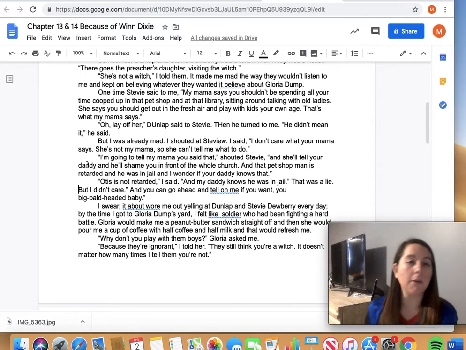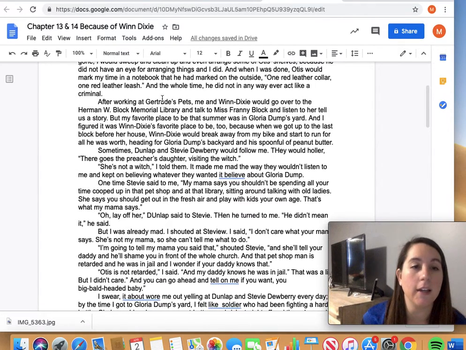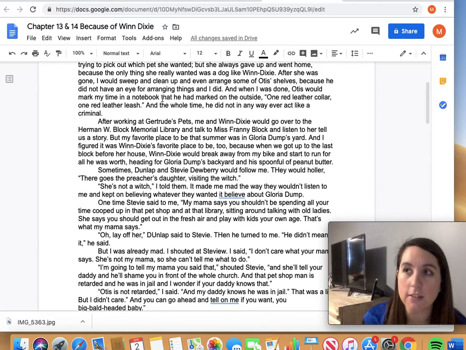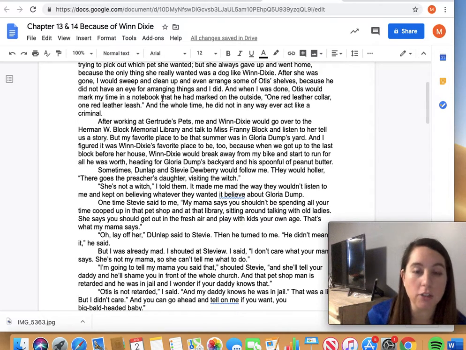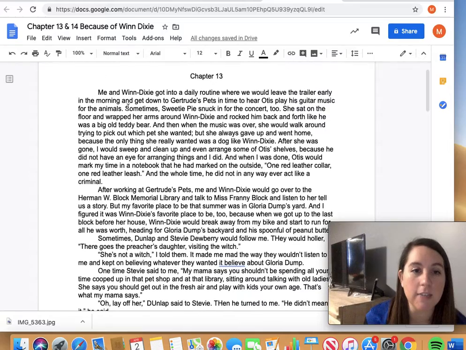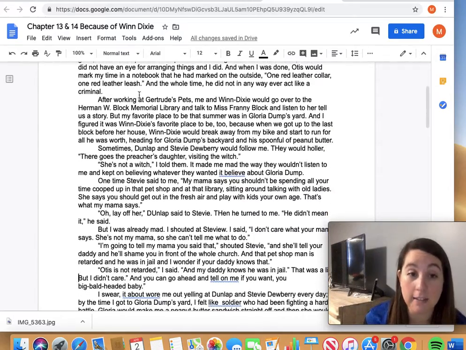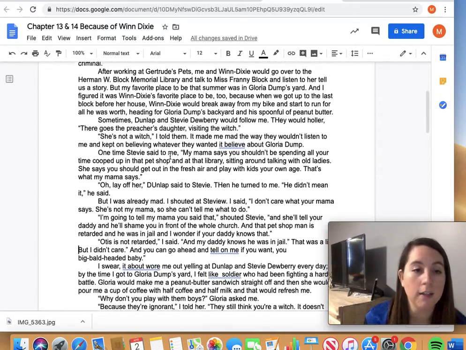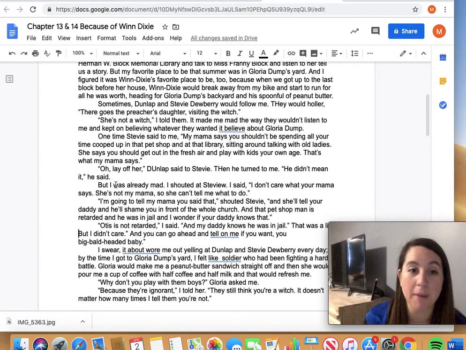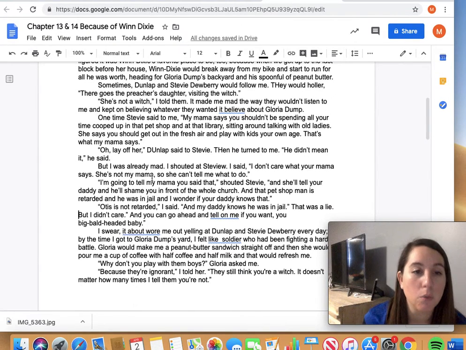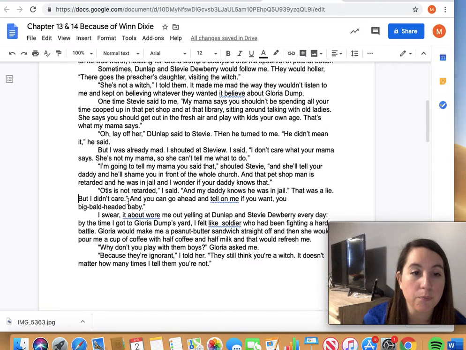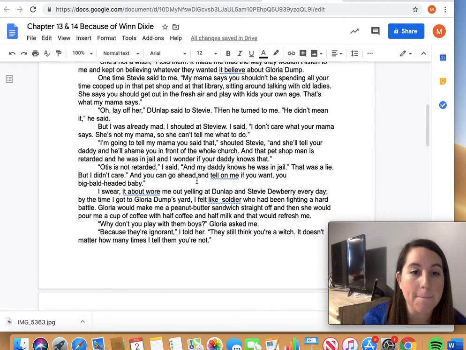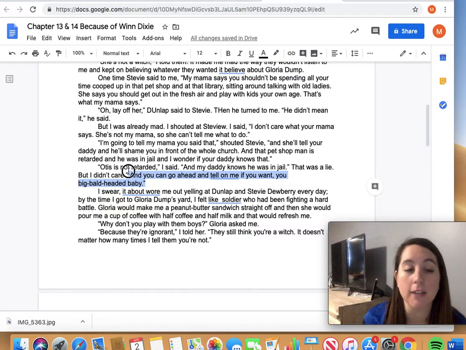So what I notice about their relationship is that they're always arguing. And it seems like mostly Stevie. Dunlap seems to be more interested in being nice to her, but Stevie isn't, and that really upsets Opal. I can tell that she's getting upset by them teasing her when she says over here, "And you can go and tell on me if you want, you big bald-headed baby."